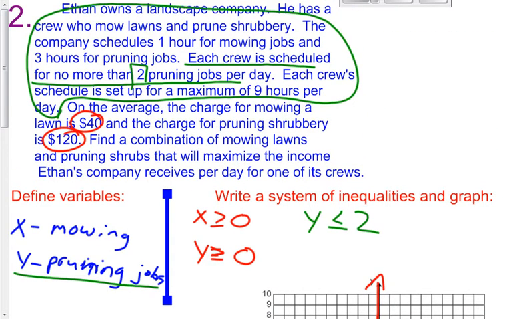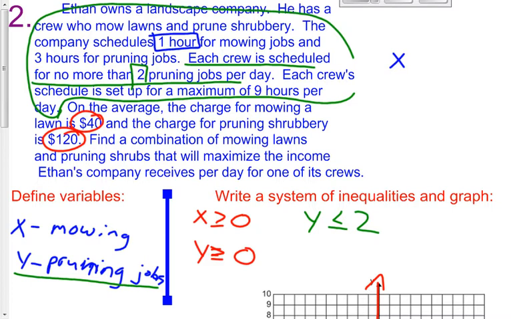It says that the company schedules 1 hour for mowing jobs. So if they do 1 mowing job, it takes 1 hour. If they do 5 mowing jobs, it takes 5 hours. Whatever the case might be, mowing is the x variable. It takes 1 hour. That was my fault, class. Sorry about that. 1 multiplied by 1, or if it takes 5 hours, 1 times 5, or if it takes 7 hours, 1 times 7, so on and so forth. If they do 7 jobs, 1 hour times 7, 7 hours. So it's going to be 1 times x, or just x.